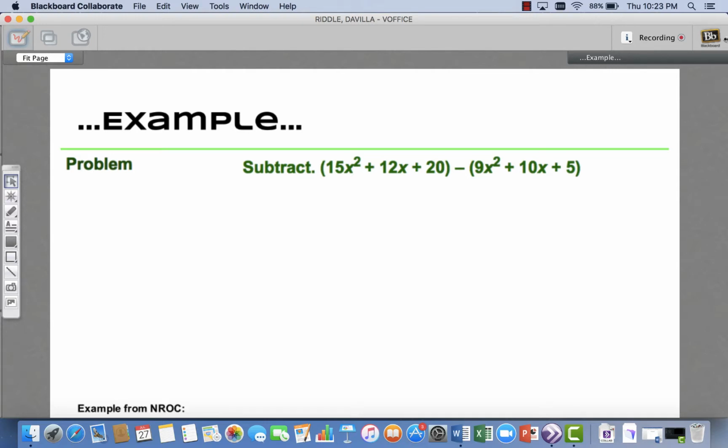Okay, so onward to our next example. Would you like to try this one out too? I would like to warn you beforehand that there is a negative sign that does require distributing. So go ahead and give that a shot.